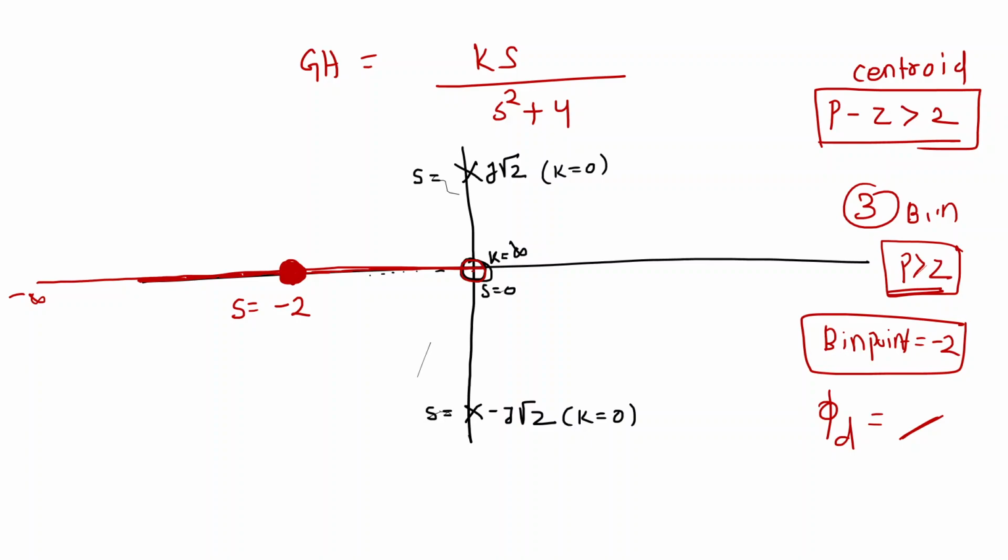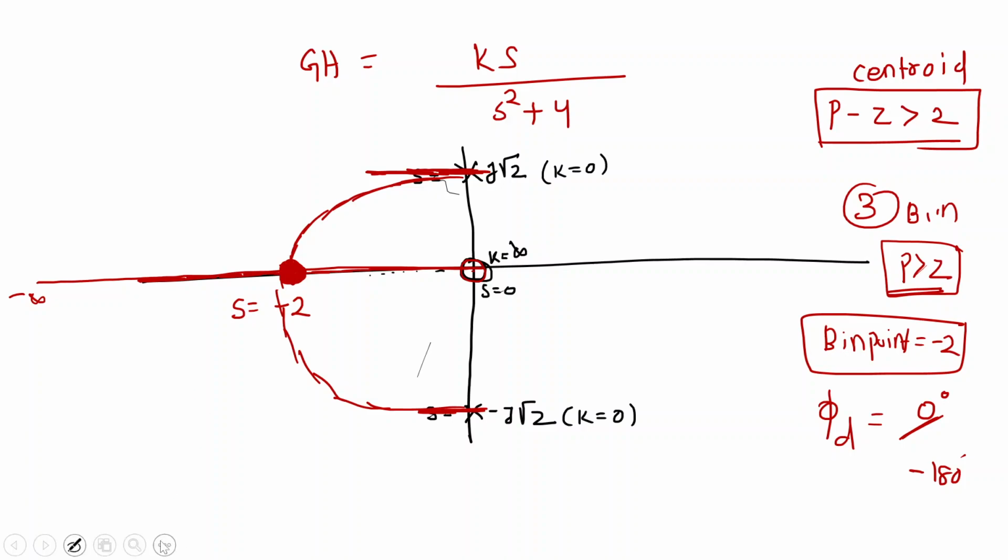The angle is given by... for this one it is 0 degrees, and for this one it should be Pi, which is -180. So this pole will come at a 0 degree angle, and here it will be -180. It starts from here, comes, and meets the break point.